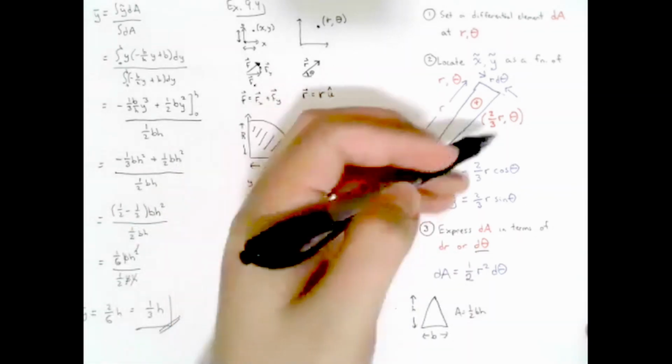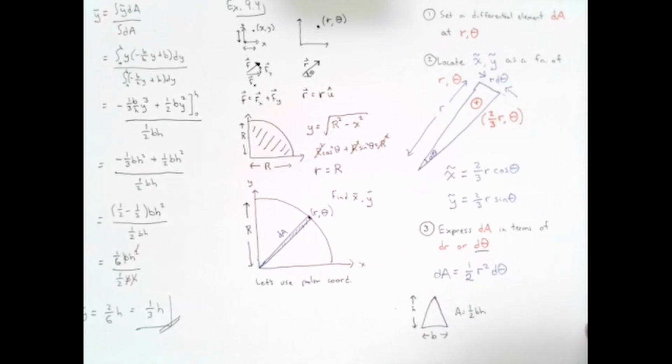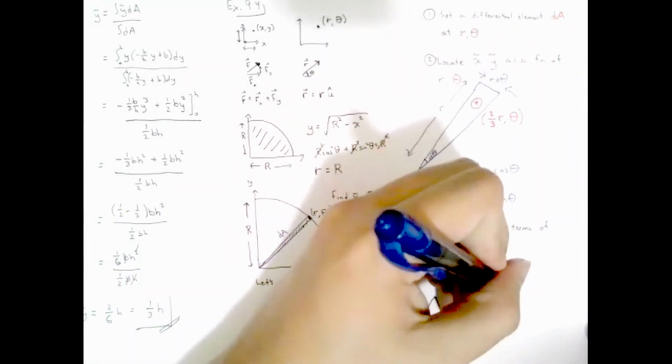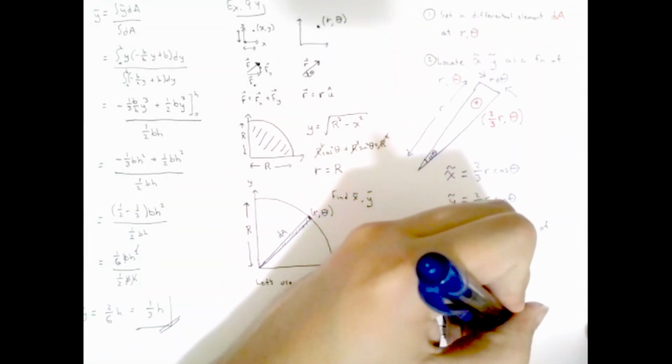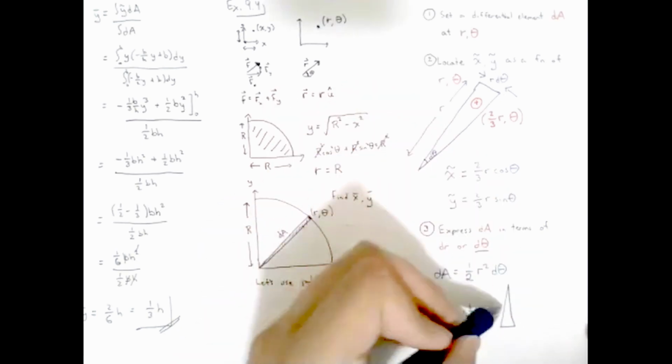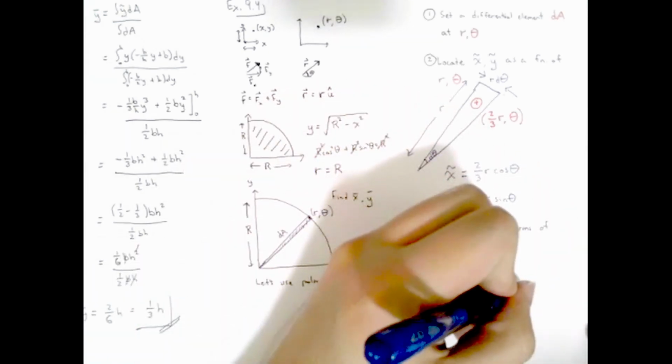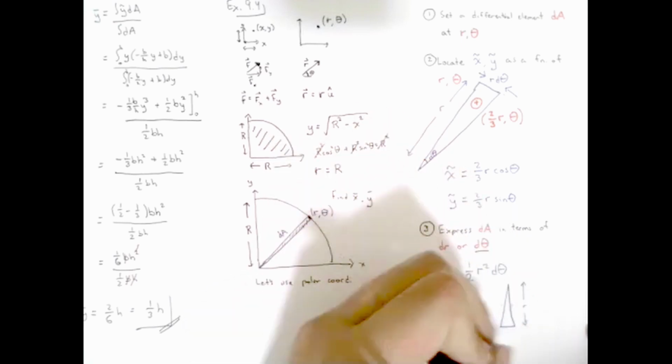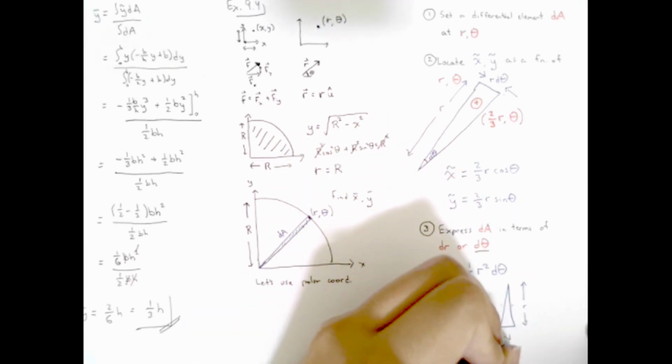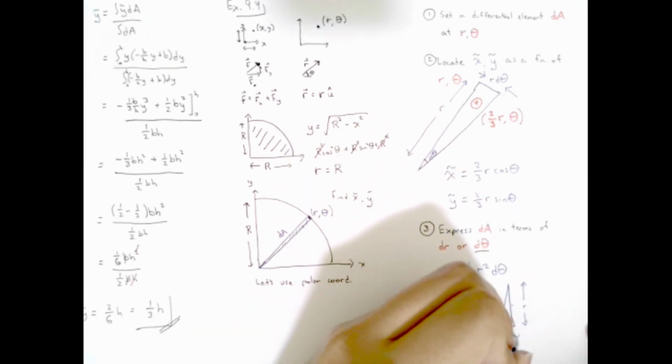Now, when it comes to this differential element, remember, this is a really, really small element, okay? So because it's a small element, the side and the altitude are the same. So we have r, and here we have r d theta as our base. So the area will be 1/2 this times this.